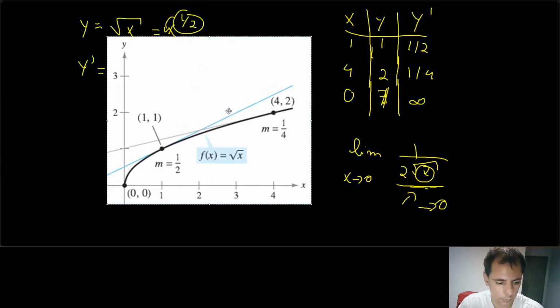Here. Look at this. So at point 4, when x equals 4, the angular coefficient or the slope is 1/4. That's what we got here. When x equals 2, when x equals 1, the angular coefficient is going to be half, and that's what we got here. Angular coefficient in this picture is denoted by m.